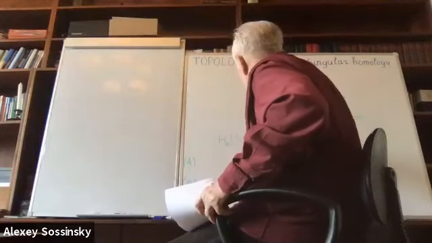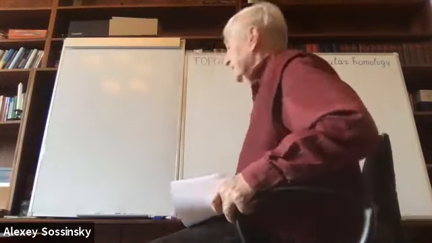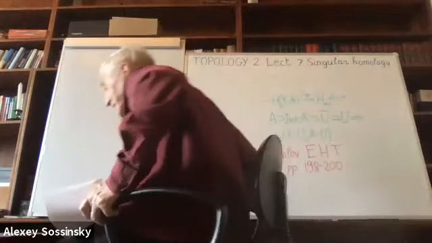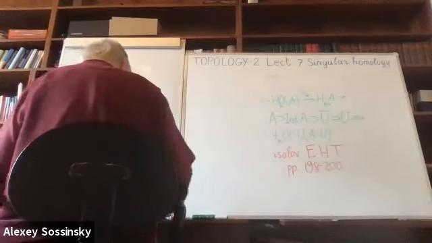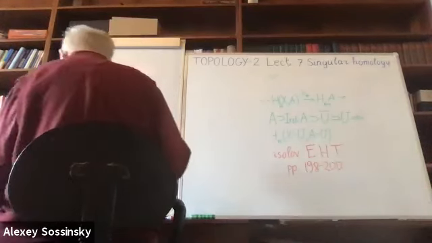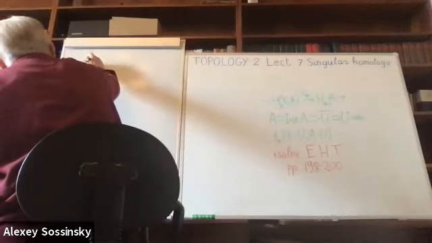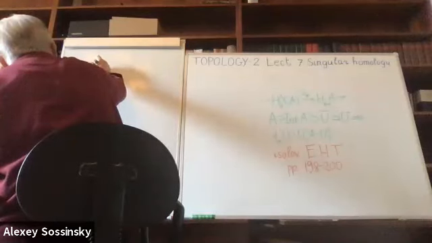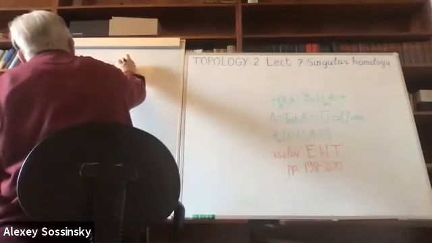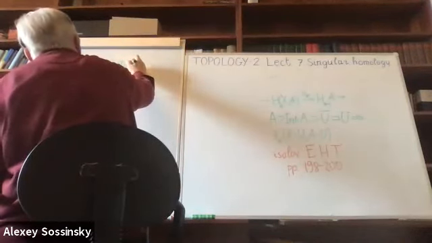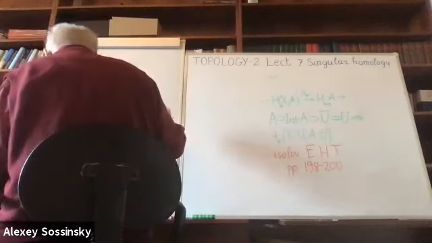Now, what is the situation with the Mayer-Vietoris sequence? Vietoris, incidentally, is a mathematician who lived to the age of 105 years.